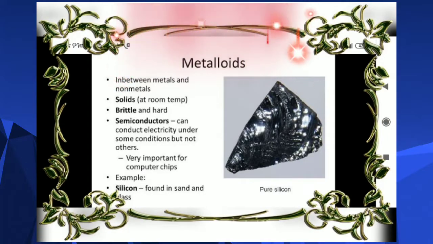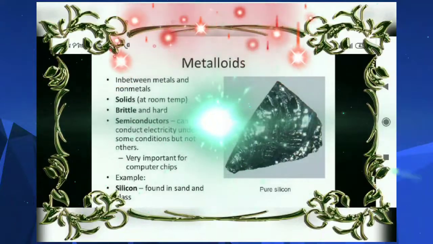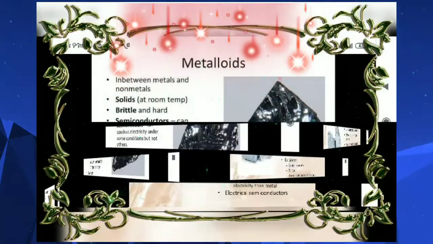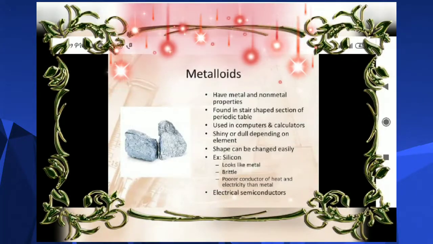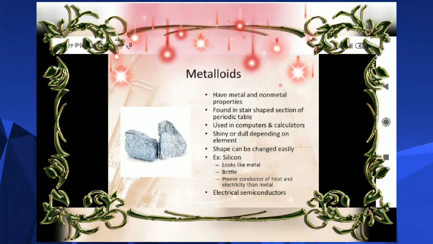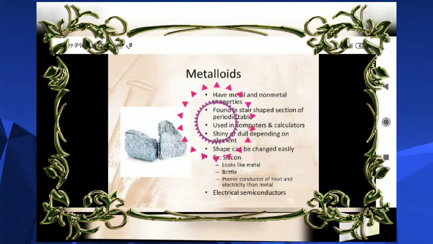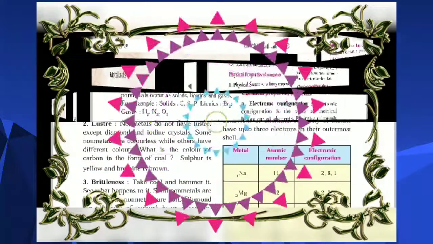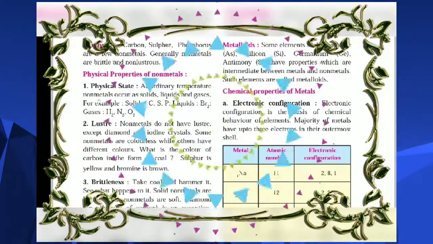Let us see what metalloids are. Some elements such as arsenic, silicon, germanium, antimony have properties which are intermediate between metals and non-metals. Such elements are called metalloids.